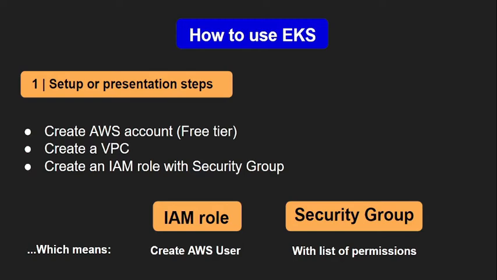Then you have to create an IAM role with a security group. These two terms in my opinion are too obscure, so here's a human translation for you. You have to create an AWS user with a list of permissions to create and do stuff with the EKS service.